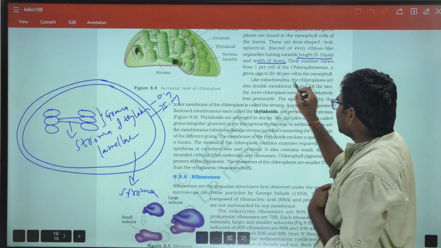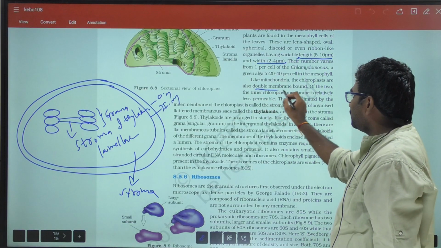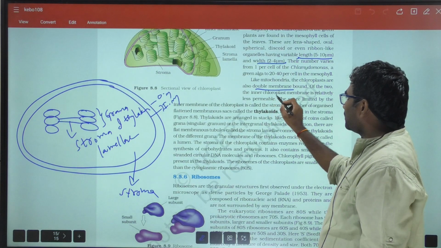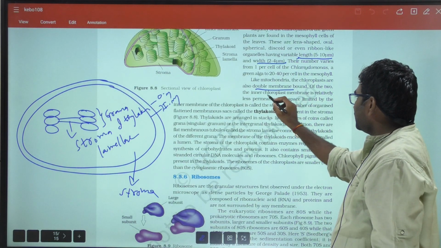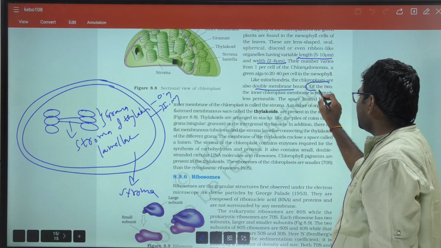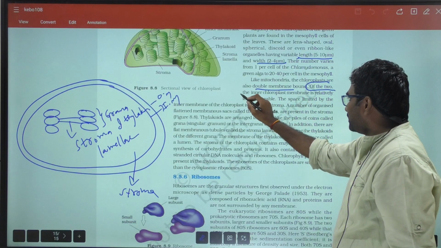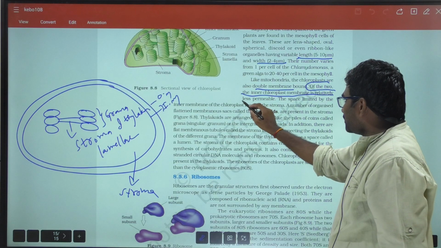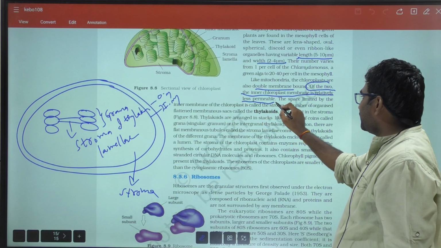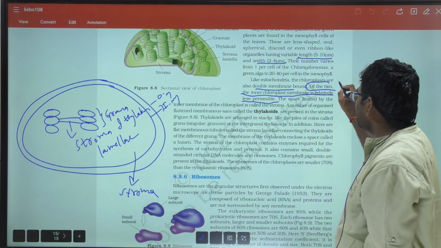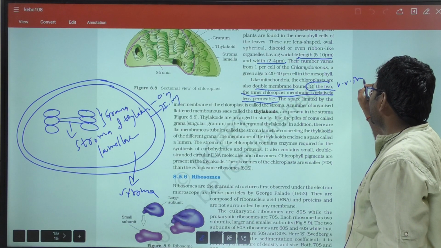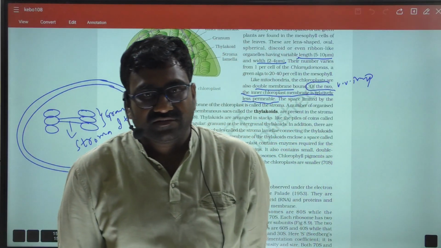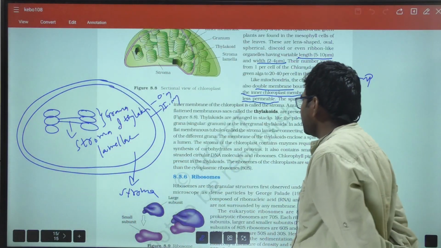And like mitochondria, the chloroplasts are also double membrane bound organelles. So of the two, the inner chloroplast membrane is relatively less permeable. Very, very important from the objective point of view. Inner chloroplast membrane is less permeable.